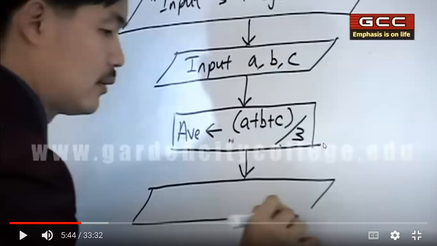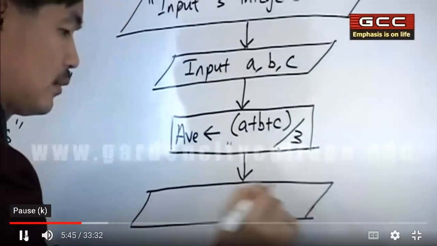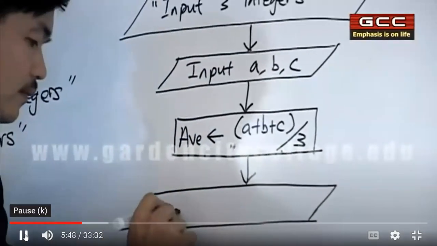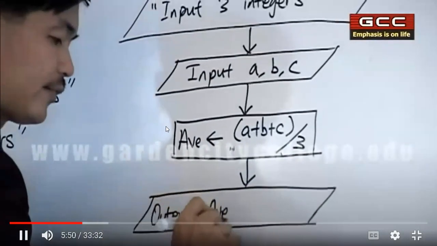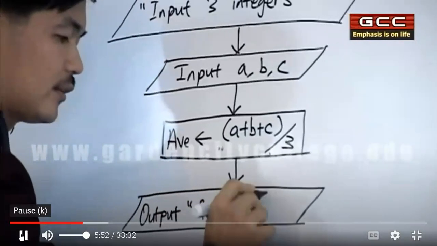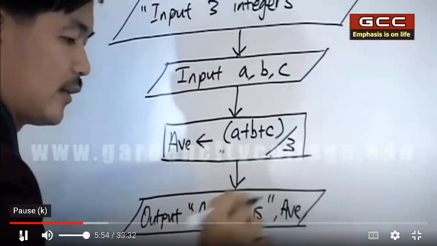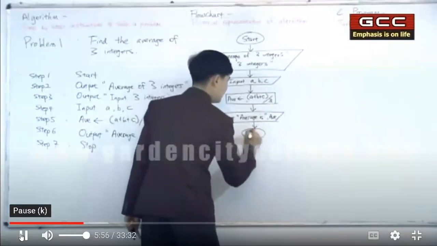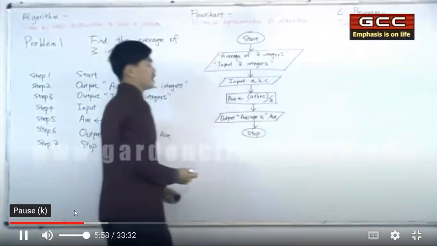So they use a rectangular box to denote where the processing takes place. And when it has processed, it is outputting something now. So use a parallelogram again to show that it is outputting something. Is AVE. And with that, then stop it right there.